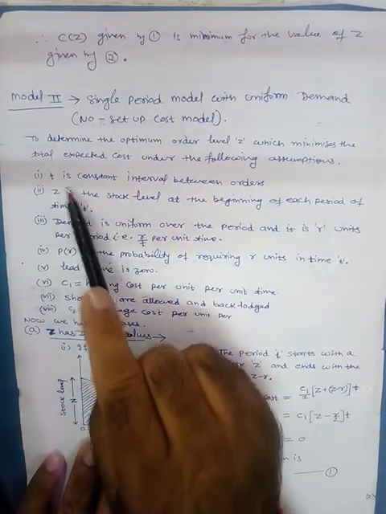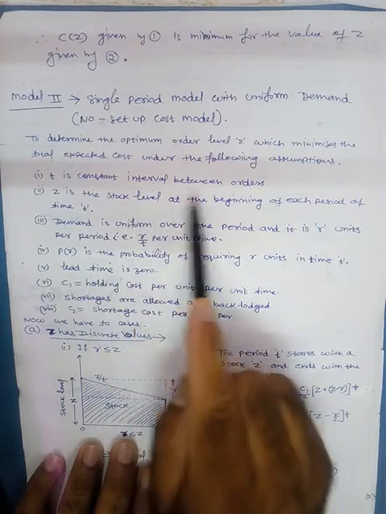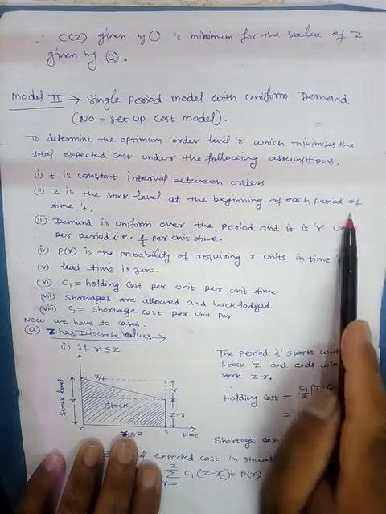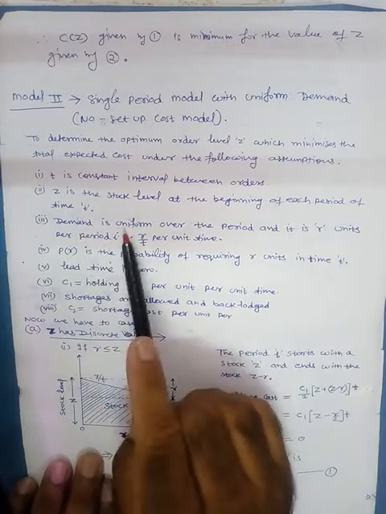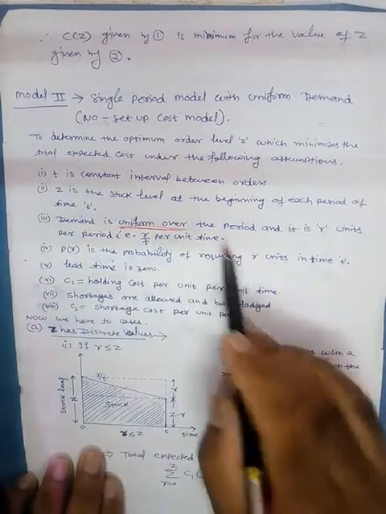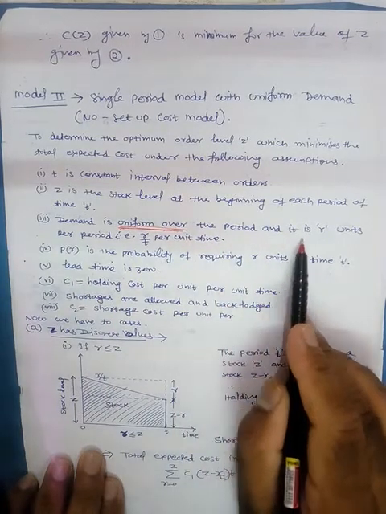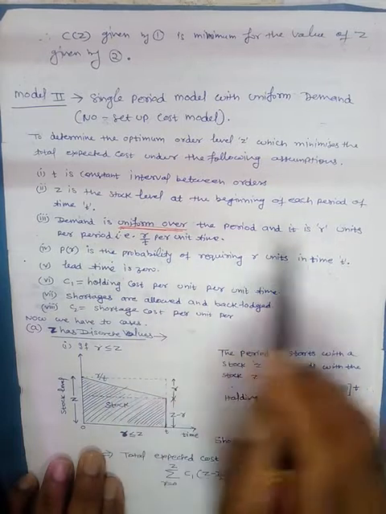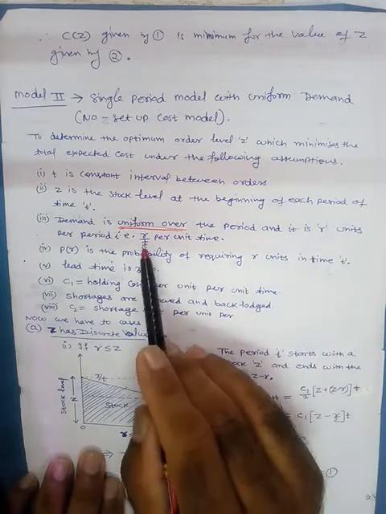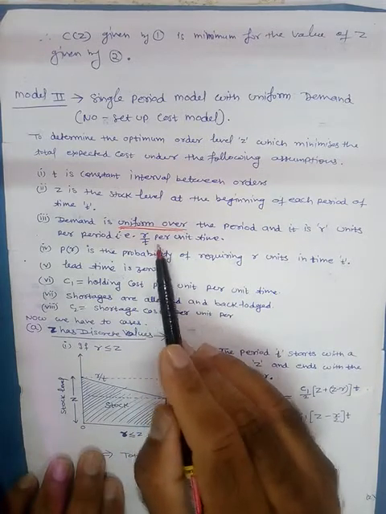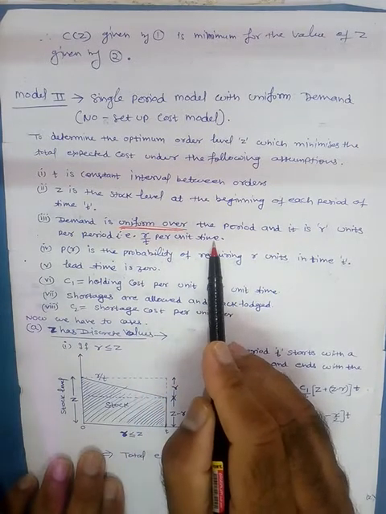What are the assumptions? T is the constant interval between orders. Z is the stock level at the beginning of each period of time T. Demand is uniform. This is the main difference. Over the period it is R units per period. That is, in one period the total demand is R. So what is the demand per unit time? It is R by T, because the length of the period is T. So R by T is the per unit time demand.